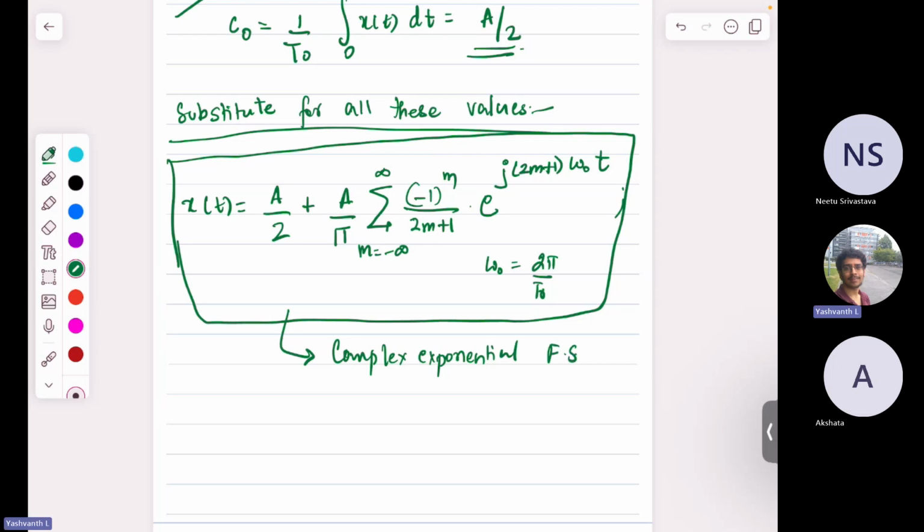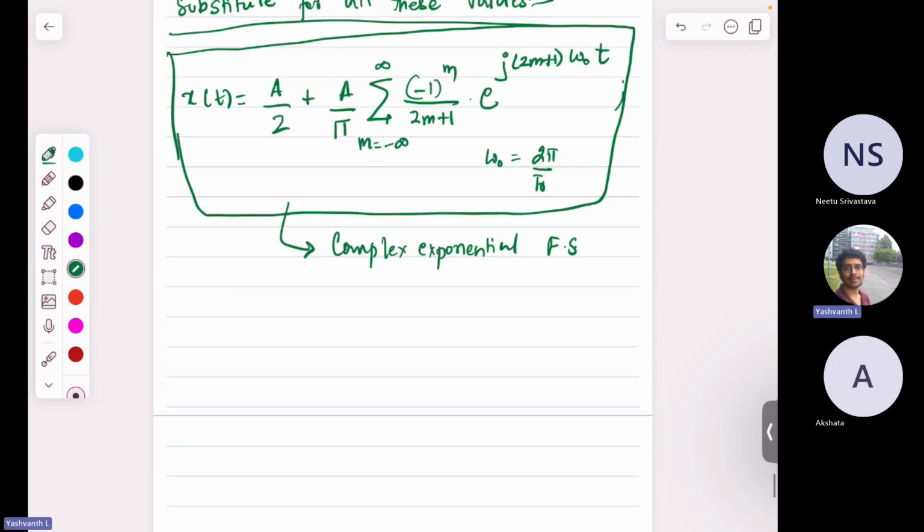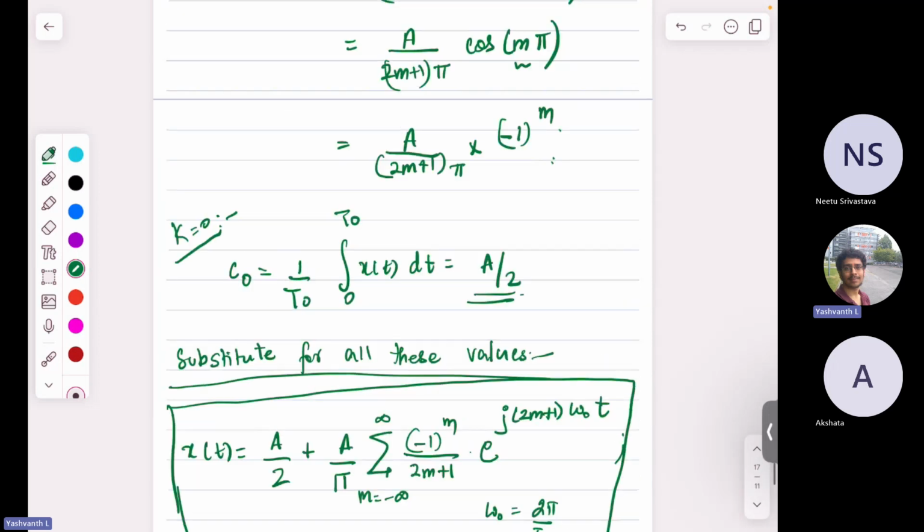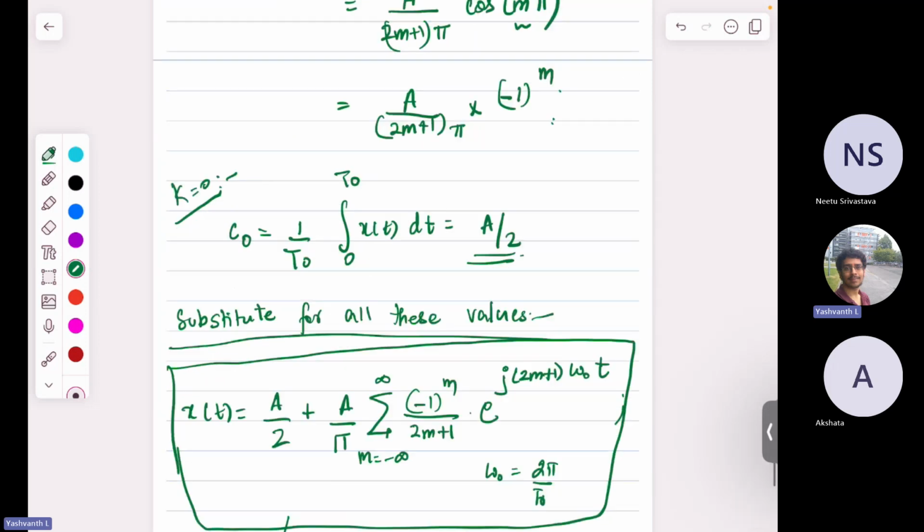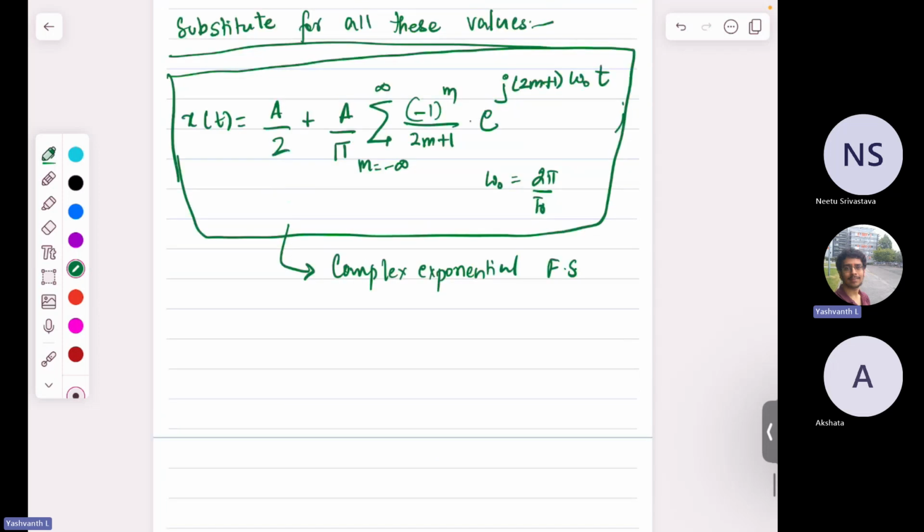Now for the trigonometric Fourier series, what do we do? Simple. Now I know all the values of ck. I know there is a one-to-one relation between the ak, bk in the trigonometric series and the ck of the complex exponential series. You remember the formula from the previous class. Then let's do that. For trigonometric, we know that A naught by 2 equals C naught equals A by 2, which means your A naught is equal to A.